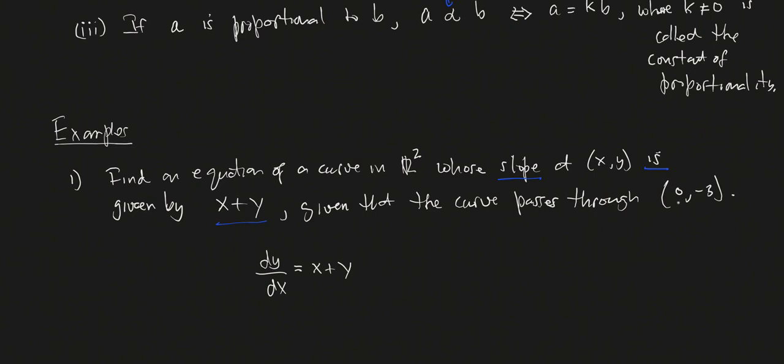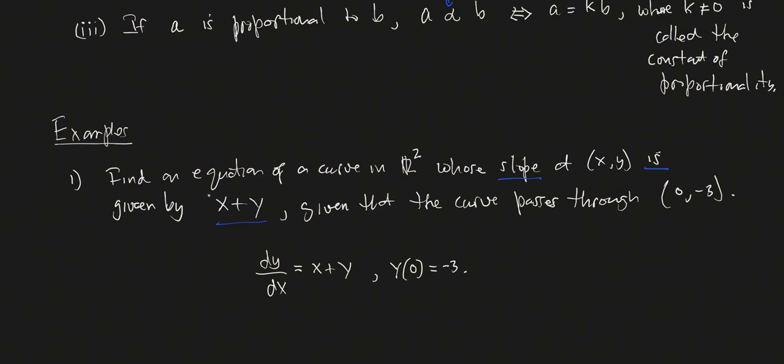And then what about this information? Well, we know that the curve passes through 0, -3, this is our initial condition. So this is telling me that the value of y when x is equal to 0, that value of y is -3. So there we go. That sentence translates into this initial value problem.